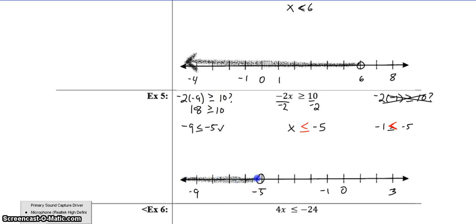Now notice, one thing I almost forgot again. Can we include it? So back to the original. Do we have the or equal to? So we shade the or equal to, we make it in.